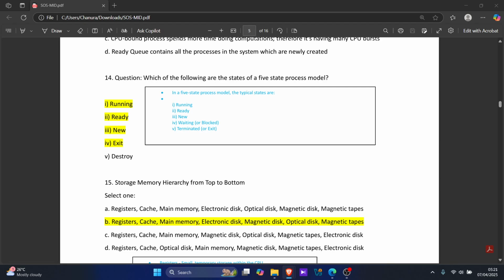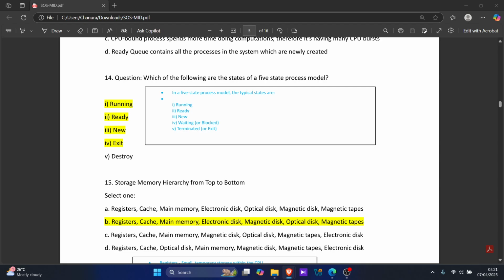Exit or terminated is the standard term. Destroy might be a term used in some specific systems, but not in the general 5-state model. Therefore, the correct answer would be 1, running, 2, ready, 3, new, 4, exit. The 5th state is blocked, which is not listed here. Therefore, the options provided by the user don't include all 5 states. However, the question is asking which of the following are the states. So out of the options given, which ones are correct? Therefore, the answer would be 1, 2, 3, 4.